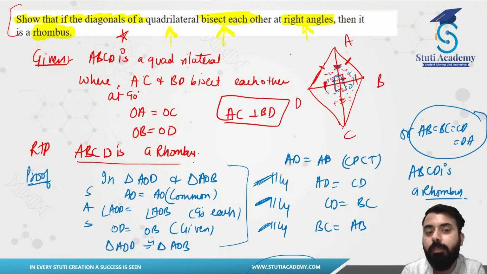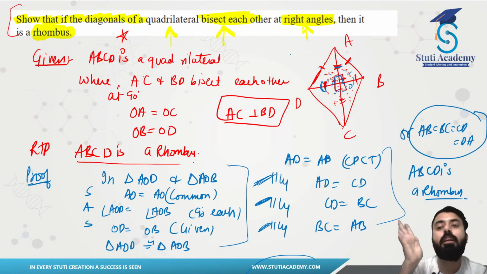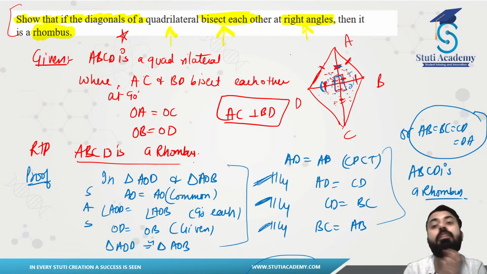OD is equal to OB, OA common, this angle is that one 90, so the triangles are congruent. You could say AD was equal to AB. Then you could take these two triangles, you could say AD was equal to DC. Similarly, you could have proved each and every side to be equal, and ultimately, if all four sides are equal and diagonals are bisecting each other at right angles, that figure has to be a rhombus. Firstly, it will be a rhombus, then you can easily prove later on if you want that it will be a square or not.